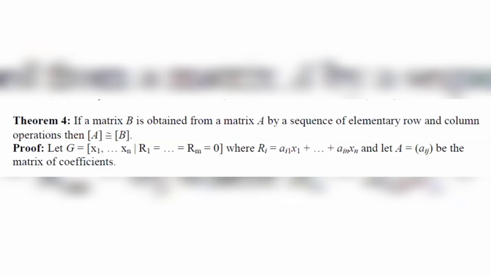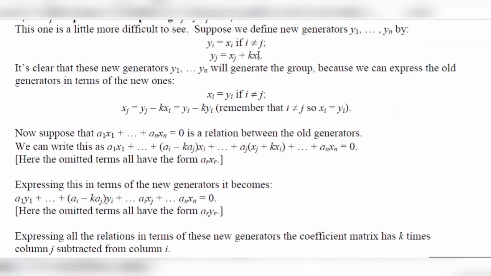As far as we have studied, we can swap the generators, we can replace them, and we can multiply by a coefficient and subtract from any row or column we want. This is the proof, as you can see on your screen. Suppose we define new generators y1 through yn by yi equals xi if i is not equal to j, and yj equals xj plus k times xi. It is clear that the new generators will generate the group because we can express the old generators in terms of the new ones.